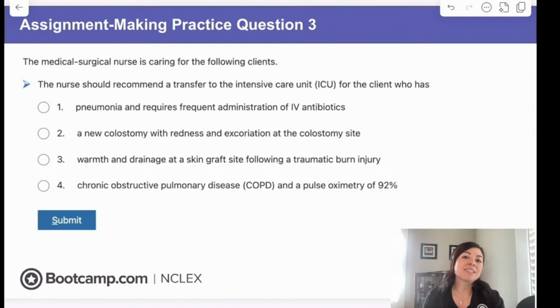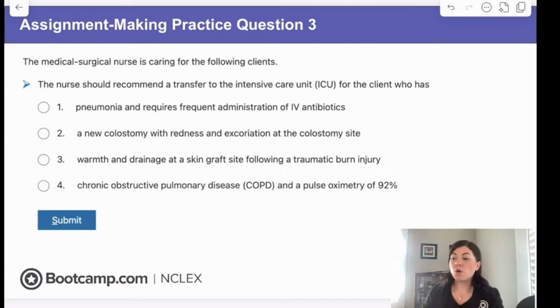We don't talk about assignment making as much, but you still may see assignment making on NCLEX. Now, these can be formatted many different ways as well. Sometimes we might be asked to assign a nurse to a specific client or assign a nurse to a specific unit, and sometimes we're asked to assign a client to a specific unit to make sure they have the care they need, because that is a huge safety issue.